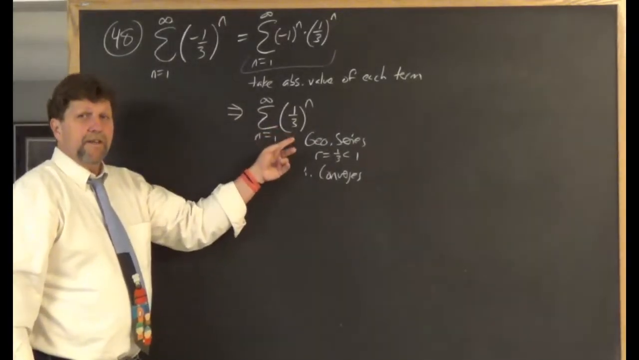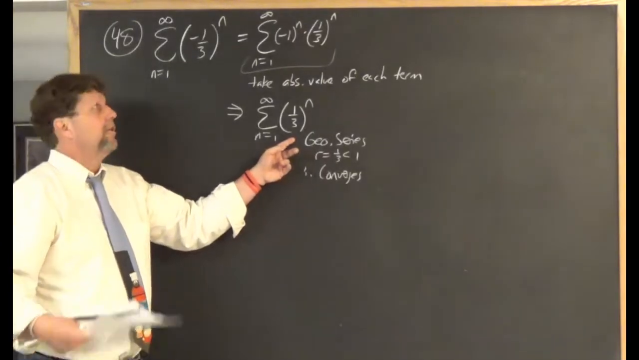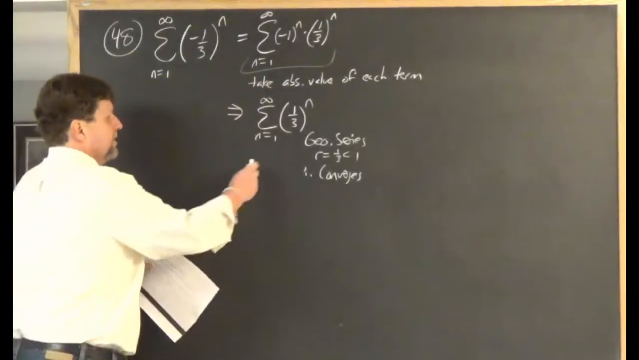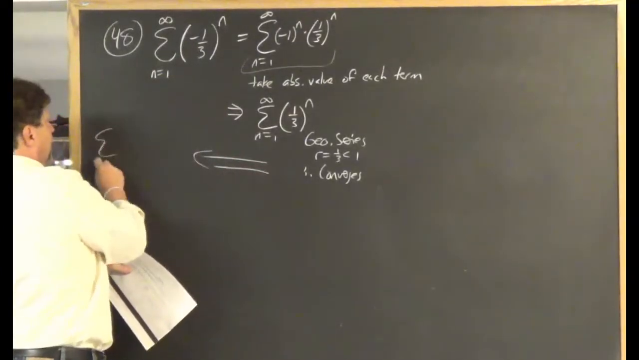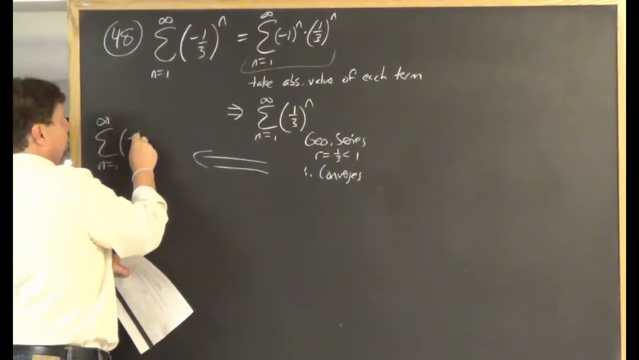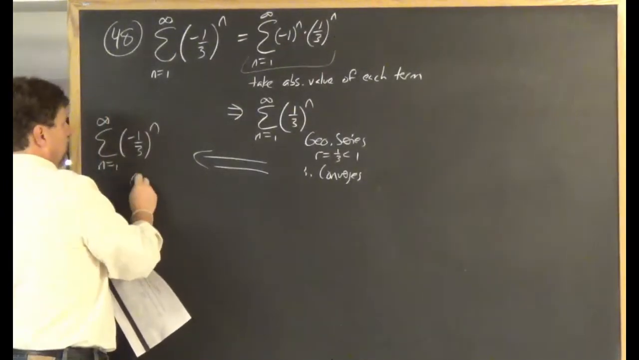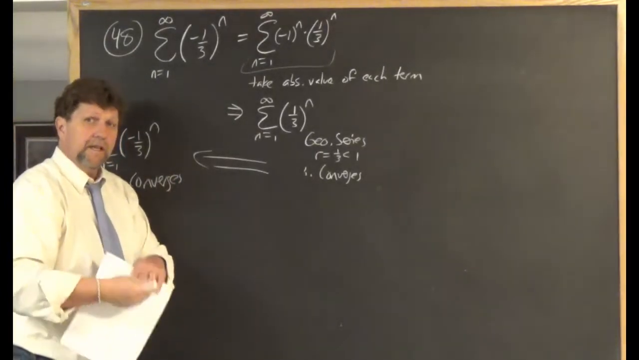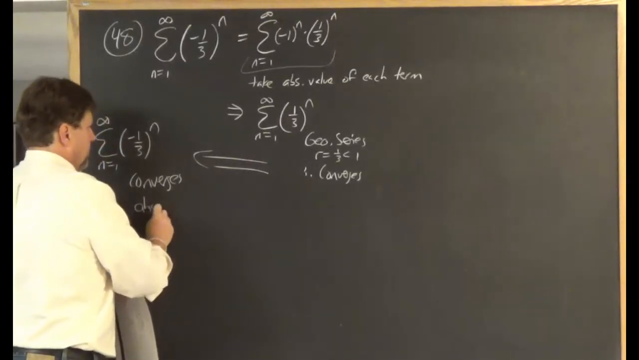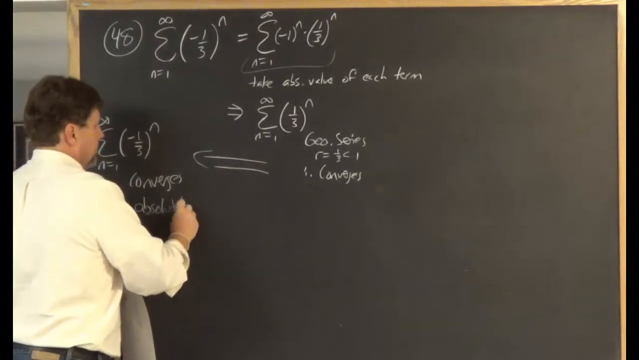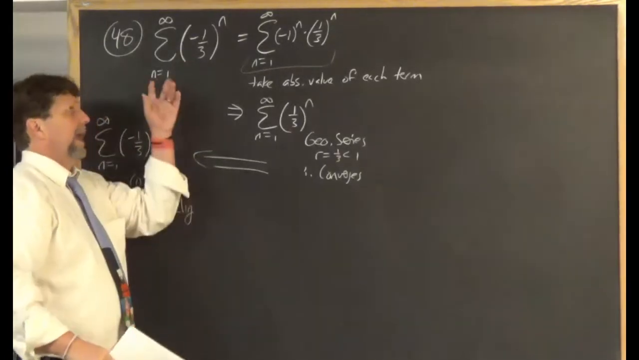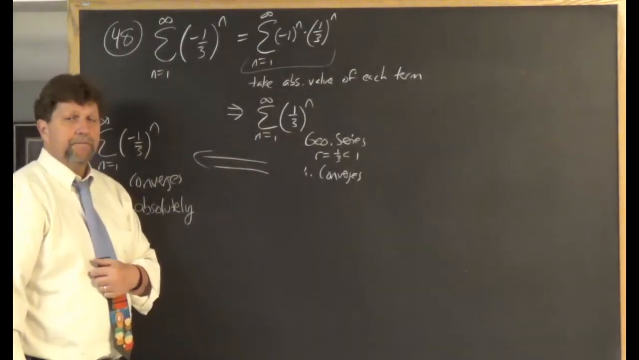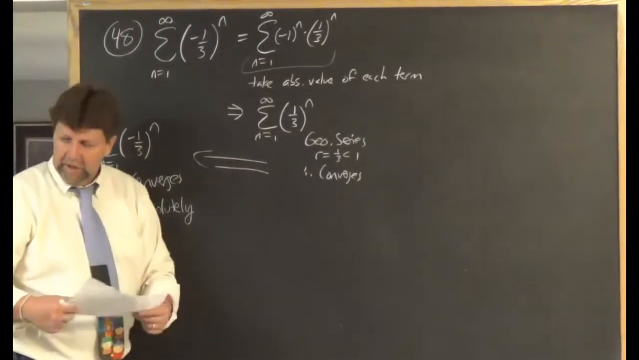Since this geometric series converges, and it was the absolute value of each term of the series we were given, that tells us that our series that we were given converges. And not only does it tell us that it simply converges, it tells us it converges absolutely, because when we took the absolute value of each term, we got a series that converges. Okay, that was a pretty friendly one.